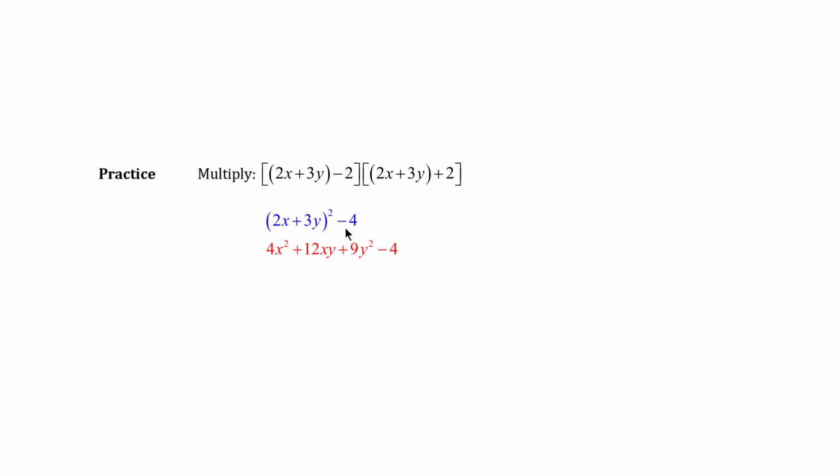Next, we multiply out the square of the 2x + 3y using the perfect square formula. We square the first term, so 2x squared is 4x². Square the second term, so we take 3y and square it, we get 9y², and then we multiply the two terms together. 2x times 3y is 6xy, and then double it. This will give us 12xy. And then we bring down the minus 4 at the end. The final result is 4x² + 12xy + 9y² − 4.